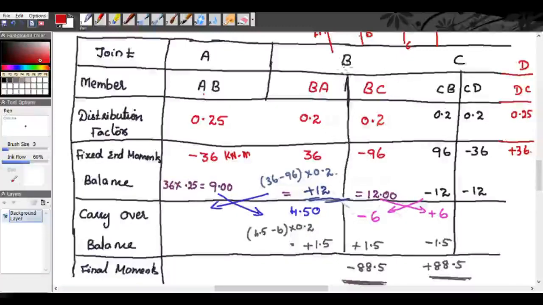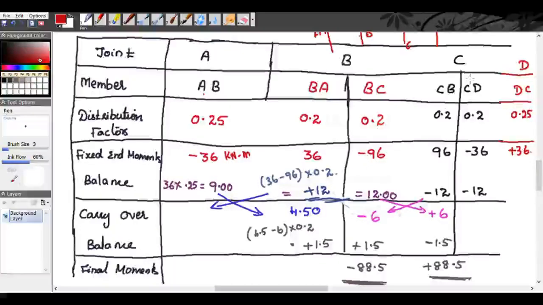In BA, at joint B, see, take the summation of 36 and minus 96. So 36 minus 96, it will be minus 60. So minus 60 into 0.2, you get minus 12. So balancing, we will be taking the opposite sign. So plus 12. Similarly, for BC, also the distribution factor is the same. So it is plus 12, right?